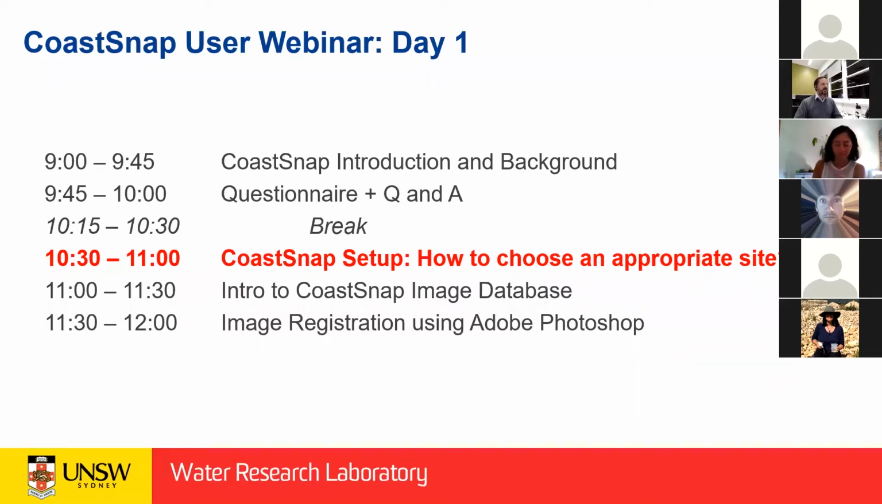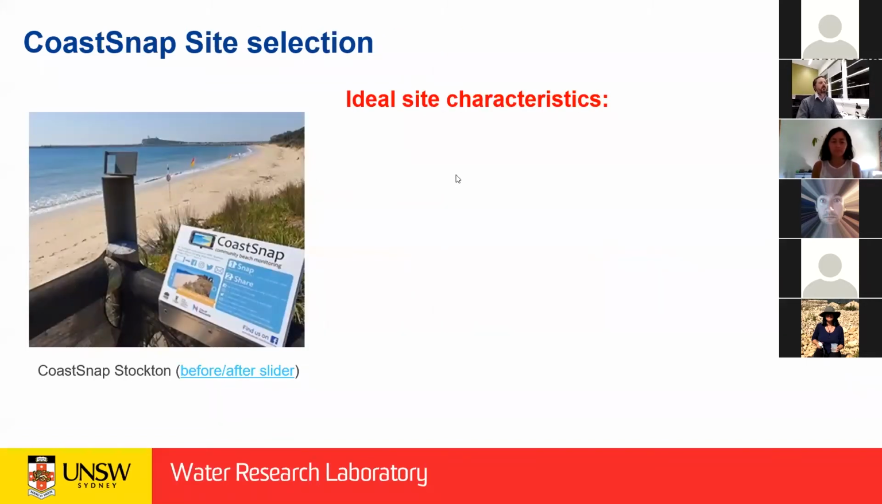So now we're just going to talk about how to choose an appropriate site, and this is just based on my experience so far. So, some ideal sites: what makes a perfect CoastSnap site? Well, it's a bit hard to give an exact answer to that, but here are some ideal site characteristics that I've found, and maybe if other people have operated sites they would be interested to share their opinions too.